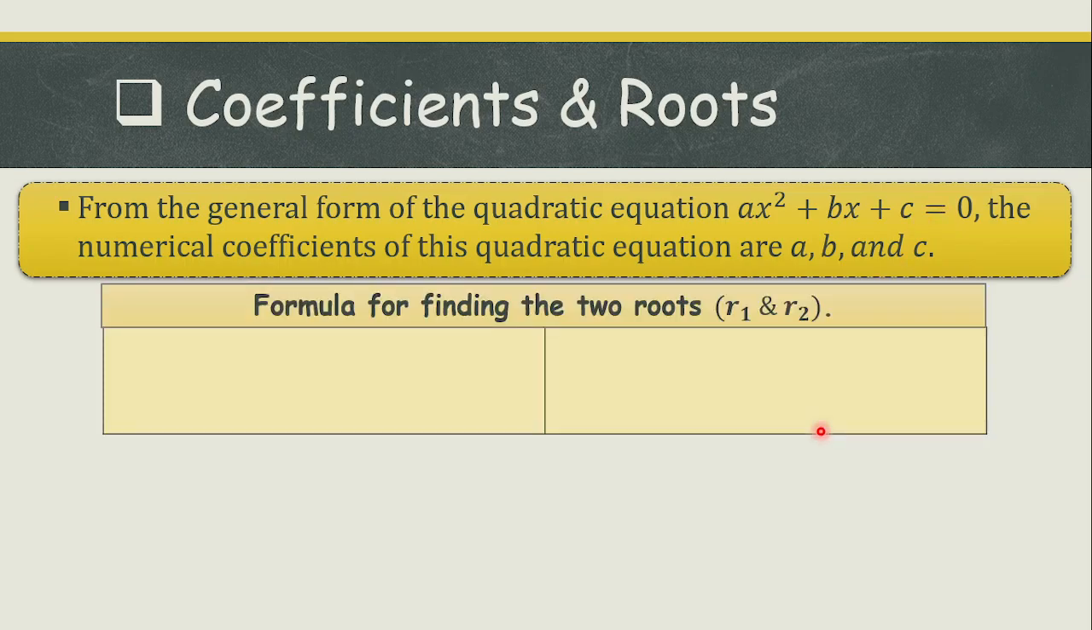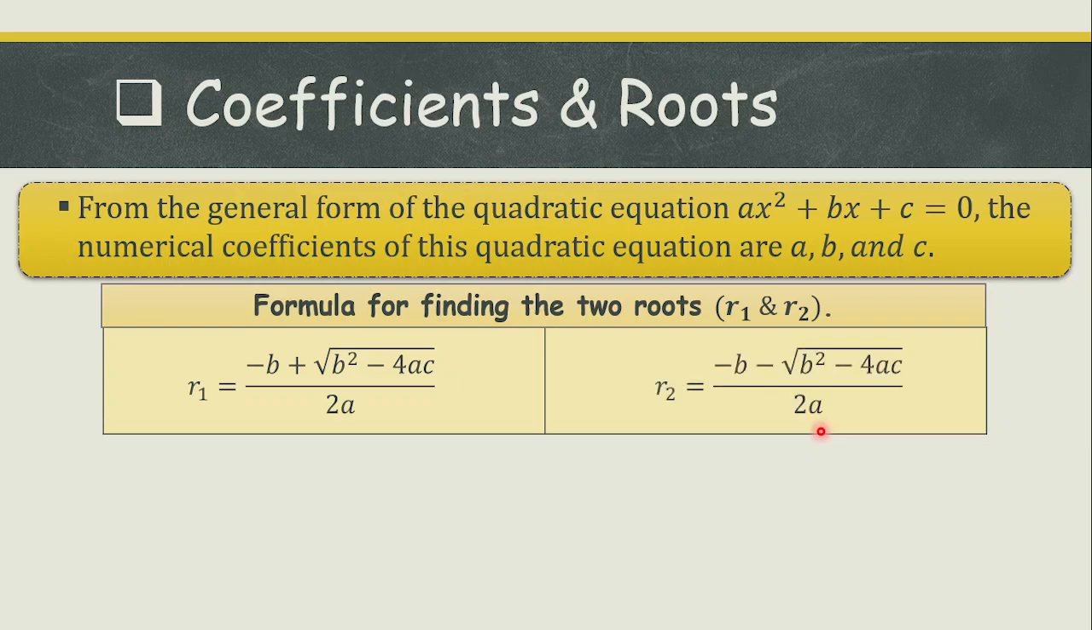Here's the formula for finding the two roots of the equation. So, r1 represents root 1 and r2 represents root 2. For finding root 1, class, here is the formula. r1 equals negative b plus the square root of b squared minus 4ac, divided by 2a. While for finding root 2, the formula is r2 equals negative b minus the square root of b squared minus 4ac, divided by 2a.